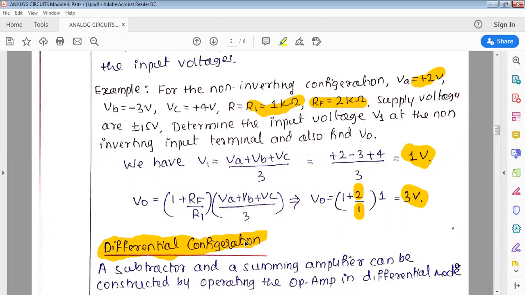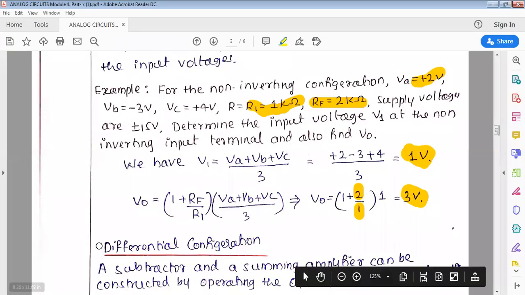And the third one, we can apply inputs to both the inverting as well as non-inverting input terminals. And that configuration, we call it the differential configuration. Because the basic operational amplifier, we also call it a differential amplifier. Why do we call it a differential amplifier? Because it amplifies the difference between the two voltages that are applied at the input terminals, that is the inverting input terminal and the non-inverting input terminal. So now let us discuss the differential configuration.